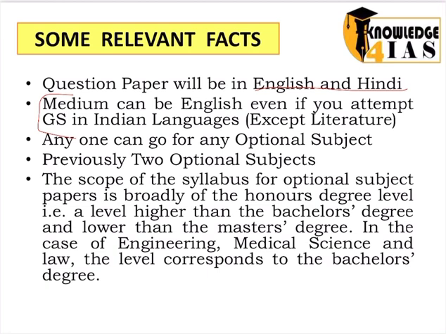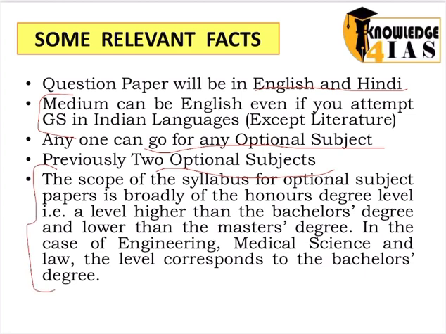The third fact that you need to know is that any aspirant can go for any kind of optional. That means if you are a doctor, you can go for law optional. If you are a lawyer, you can go for medical science optional. There are no restrictions as such, and it doesn't matter from which graduation stream you are, you have the liberty to choose any of the optional papers. Now, previously in UPSC, there used to be two optional subjects, but with the new reforms, now we have to choose only one optional paper, and one optional paper itself is divided into two papers, paper 1 and paper 2.